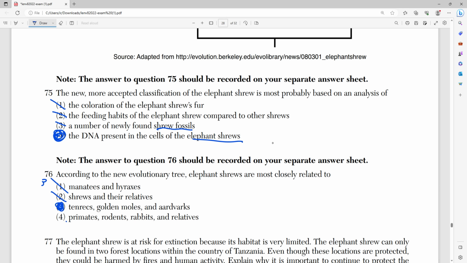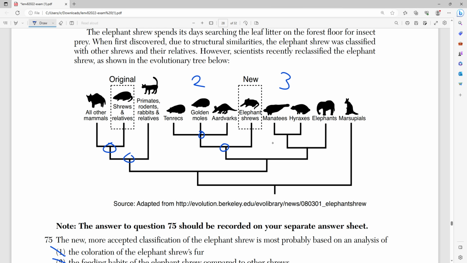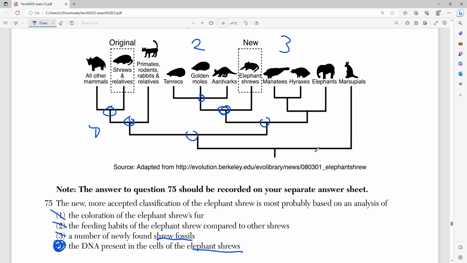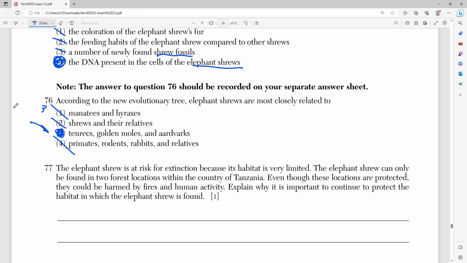And number 4 says primates, rodents, rabbits, and relatives. That's 1, 2, 3, 4. That's 4 nodes. This has the shortest distance between them. So yeah, that means that they're closest related.